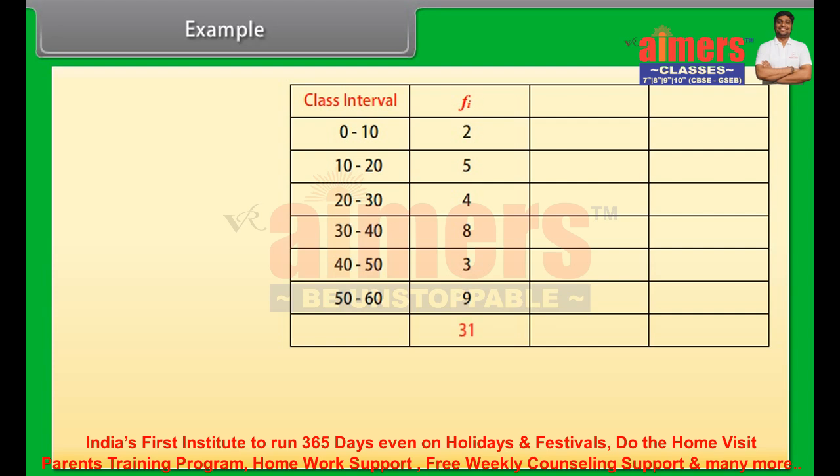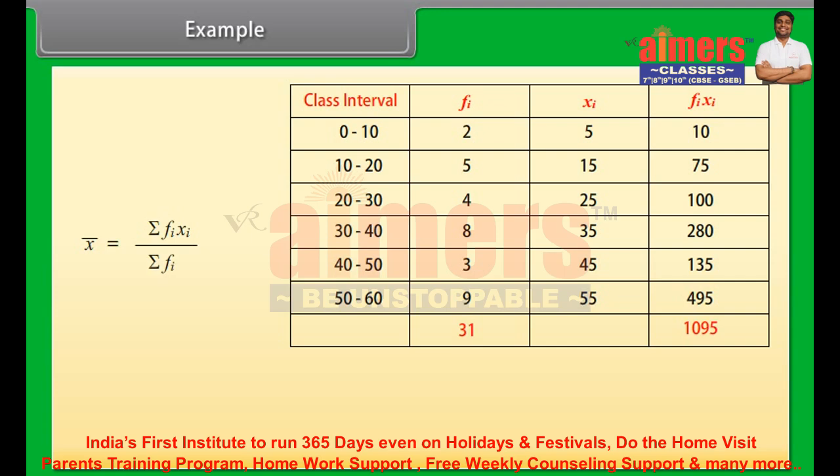And then we have written the class mark for each class interval and denoted them as xi, and then find the product of fi and xi. And finally, we find the mean using the formula x bar equals summation of the product fi and xi divided by summation of fi, which equals 1095 by 31, which is equal to 35. This method of finding mean is known as direct method.